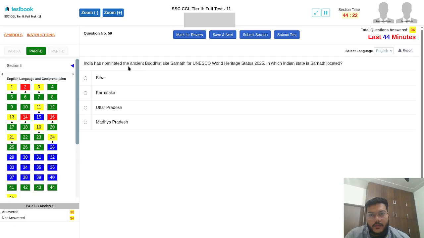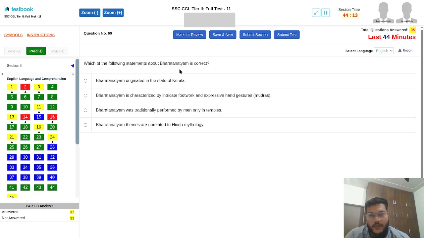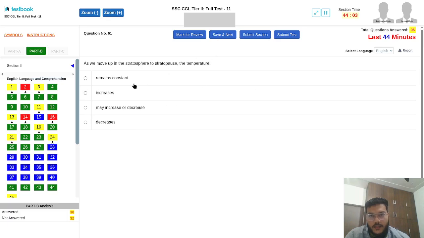India has nominated the Buddhist site Sarnath. Sarnath is in UP. Bharatanatyam is from the state of Kerala. Footwork and hand gestures. Then as we move up in the stratosphere to stratopause, the temperature increases.